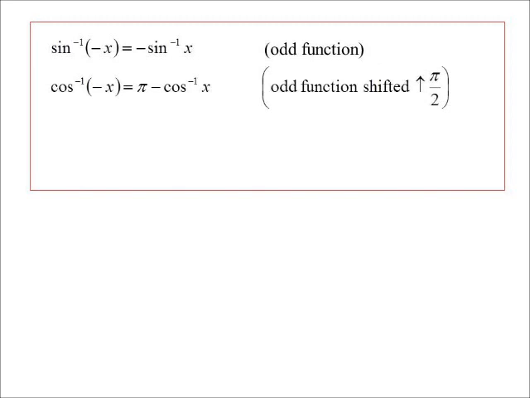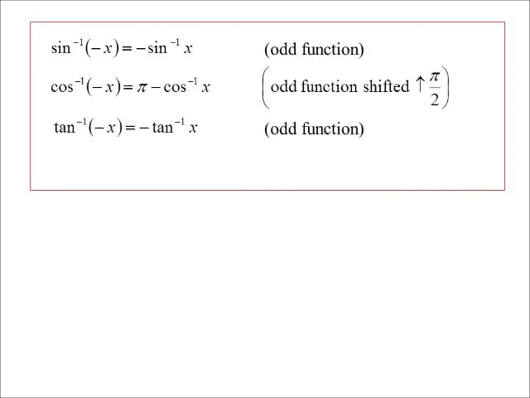Inverse cos is interesting. It's pi minus the inverse cos of x. That's to do with, it's an odd function that's been shifted up pi on 2. If you look at your inverse cos graph, if you were to rotate instead of around the origin, but if you were to rotate around pi on 2, it has 180 degree symmetry. So it's shifted up pi on 2. That's why we add the pi in.